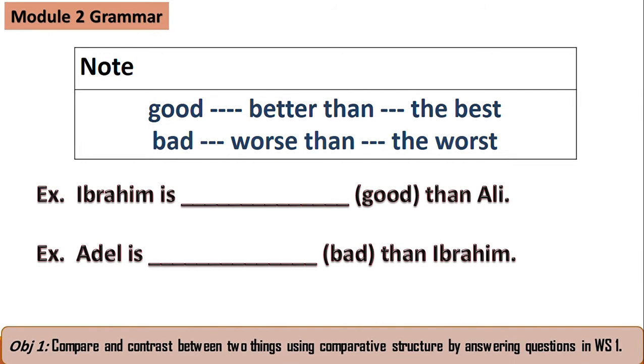But number one, Ibrahim is better than Ali. Excellent. Then Adil, worse. Adil is worse than Ibrahim. Thank you very much.